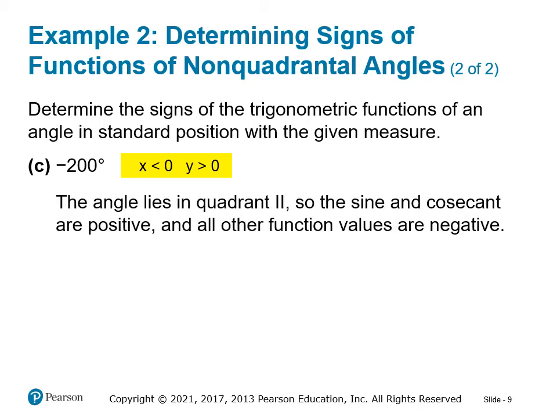And again, we can go through this. x is less than 0, so cosine is going to be negative. y is greater than 0, so sine is going to be positive.